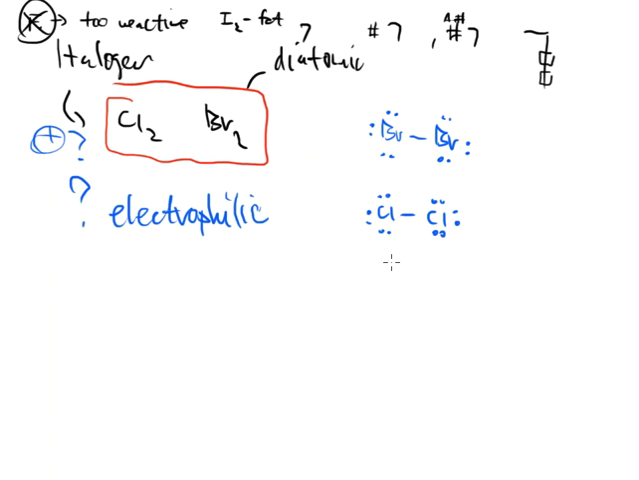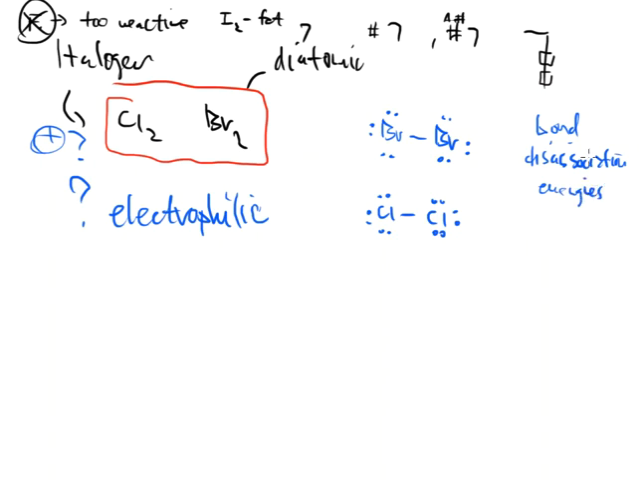Maybe we can get electrophiles out of Br2 and Cl2. One of the things that we can look at is something that we call bond dissociation energies.